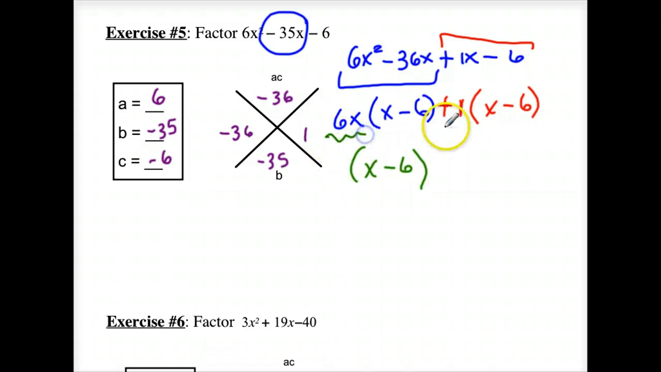See these two things that are outside that we factored? What we're going to do is give them a parentheses by themselves. So all I did was take the 6x and the plus 1, that's why we need a sign, and put it into a parentheses by itself. And here you go. That's all I need to do.